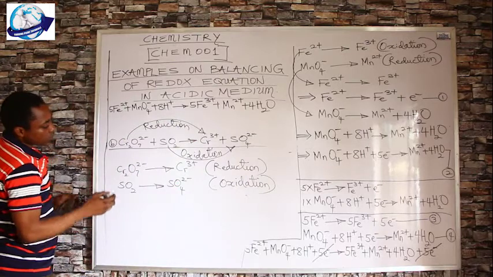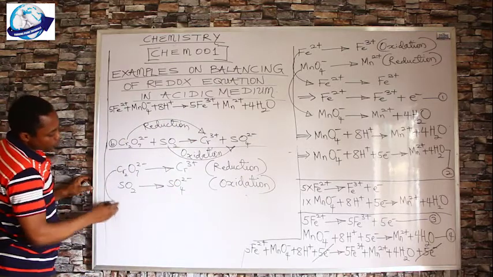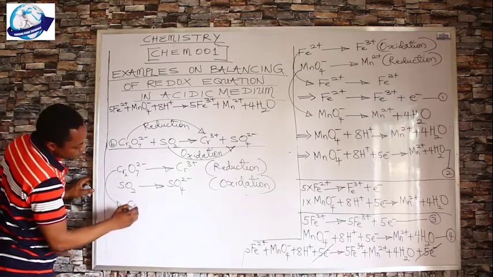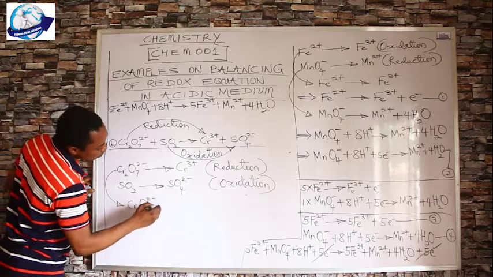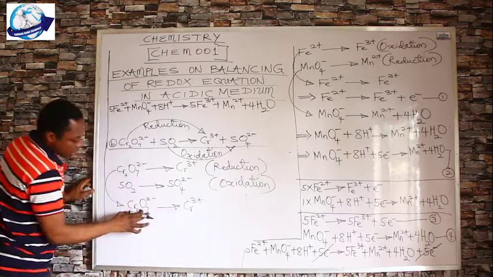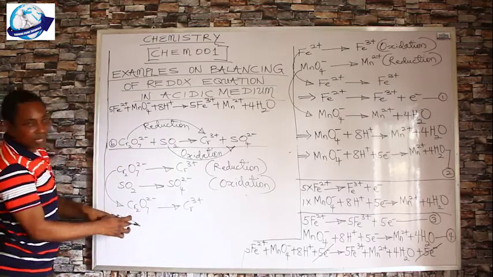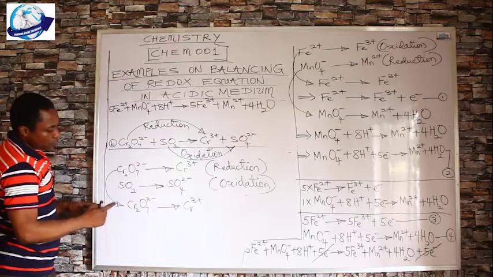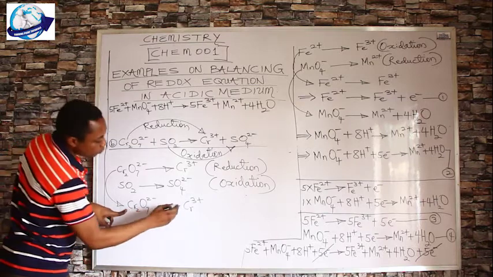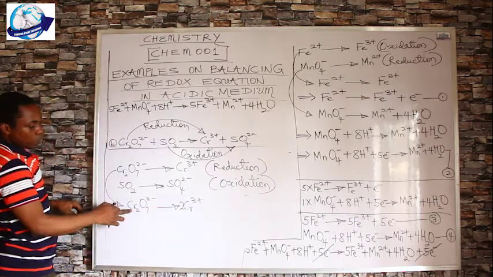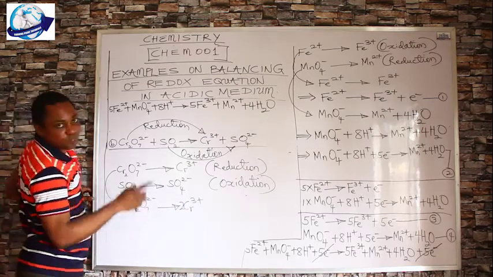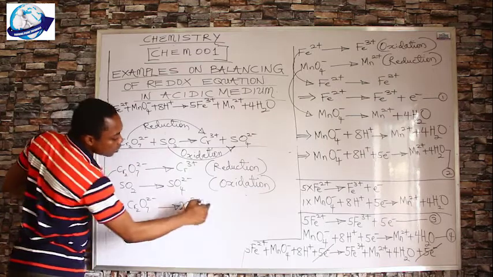Then when you are done with that, look at the first one, just to help you a little. You pick this one up and consider Cr2O7 2- yielding Cr3+. Look at this side now. This side has oxygen, but this side does not. The first thing to do is the chromium. The number of chromium we have here is just 2, so we need to put a 2 here to balance up the number of chromium atoms.